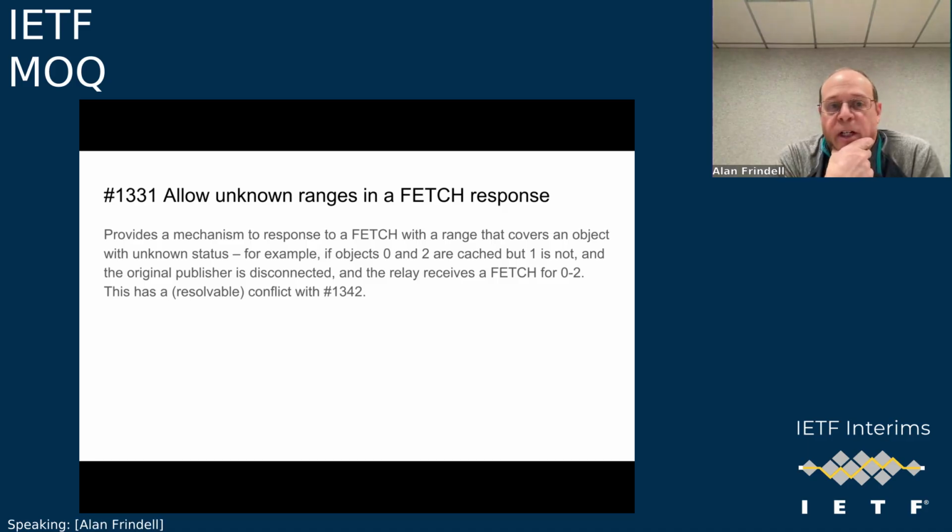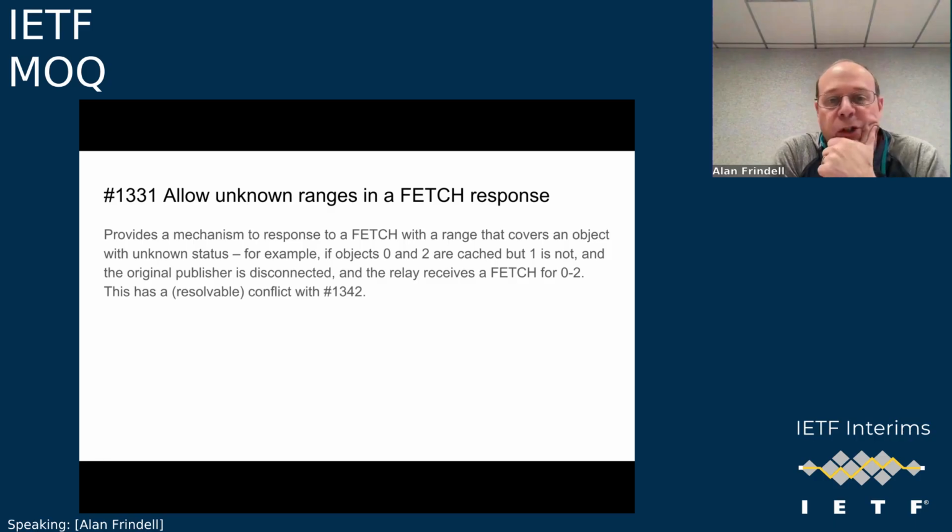Okay, 1331, allow unknown ranges in a fetch response. This came up as a side question in Toronto: what happens if you have a gap in your cache and no way to fill it? You've cached 0 and 2, you have no publishers, and somebody wants the whole range from 0 to 2. Right now, all you can do is send them 0 and then reset that fetch stream, or you can fail the whole fetch and say something in the range you asked for is unavailable right now. I have no idea what to do about it, which seemed not great.